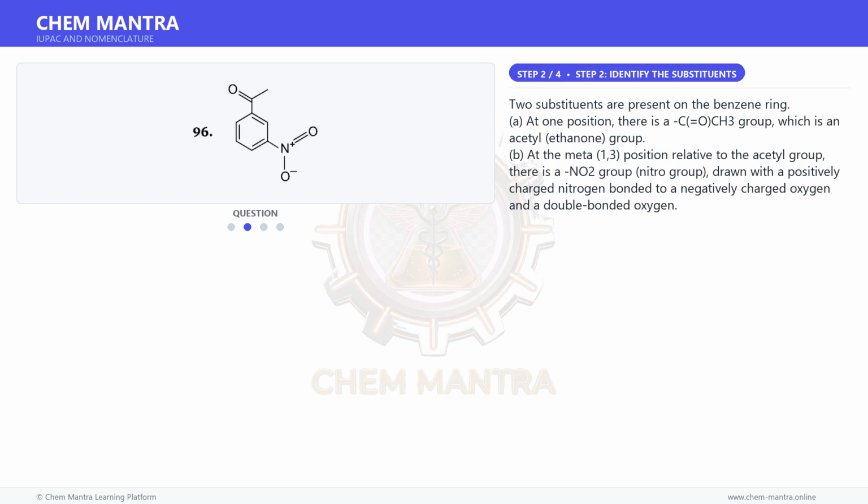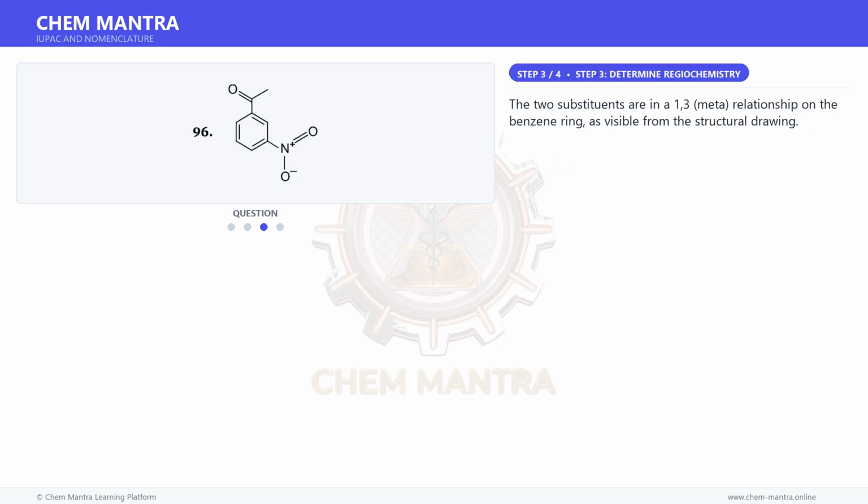A. At one position, there is a C=O, CH3 group, which is an acetyl ethanone group. B. At the meta 1,3 position relative to the acetyl group, there is a NO2 group, nitro group, drawn with a positively charged nitrogen bonded to a negatively charged oxygen and a double bonded oxygen. Moving on to the next step.